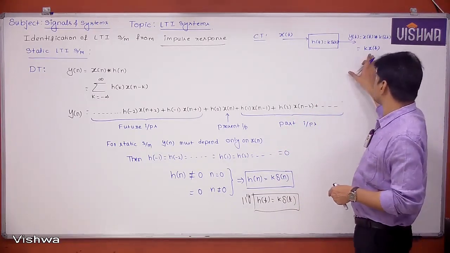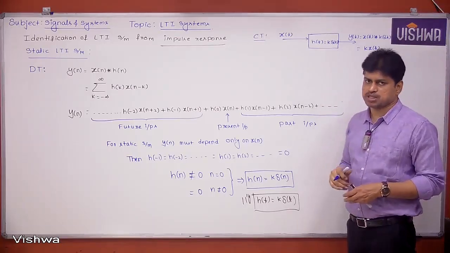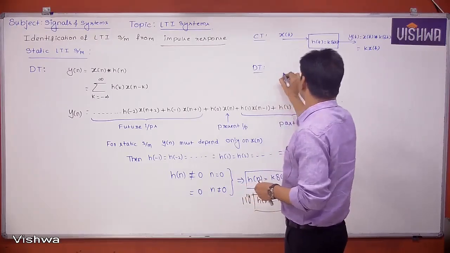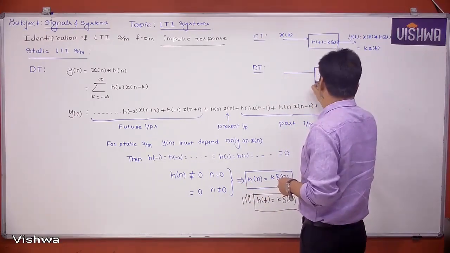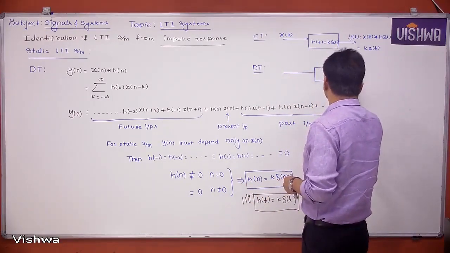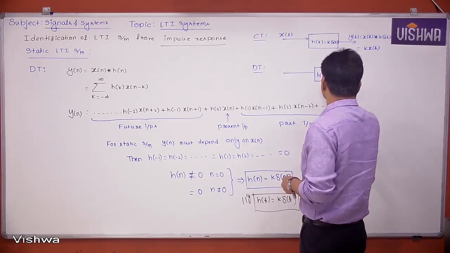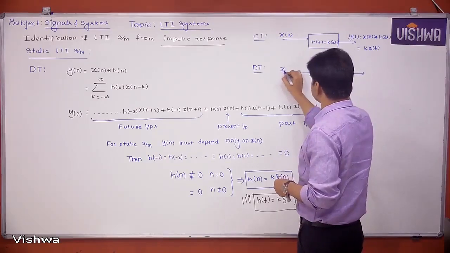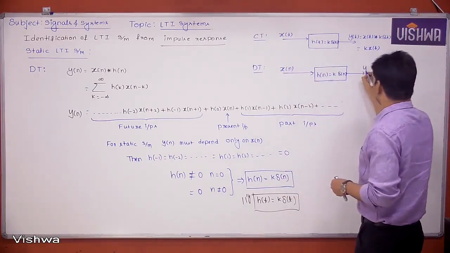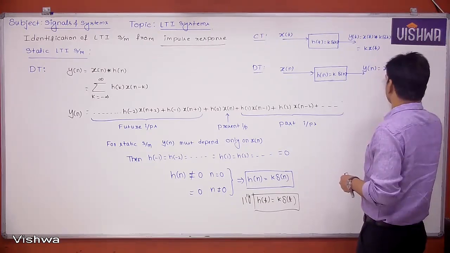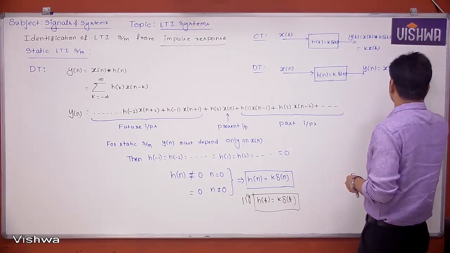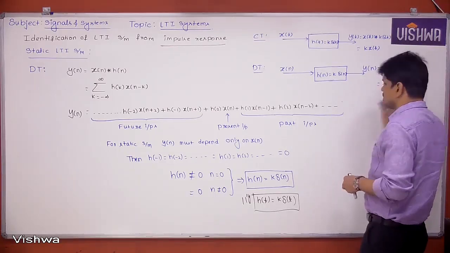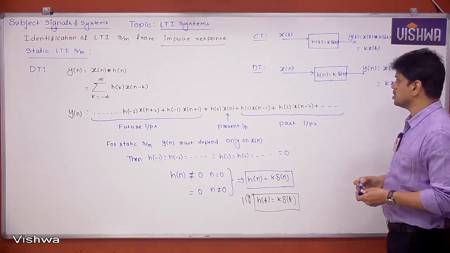So this is the input-output relation, and this is the impulse response. In a similar manner, for the discrete time case also, if I take h of n equal to k delta n, and x of n is the input, then y of n is equal to x of n convolved with k delta n, which is k x of n. Here also y of n depends only on x of n. The system becomes static.